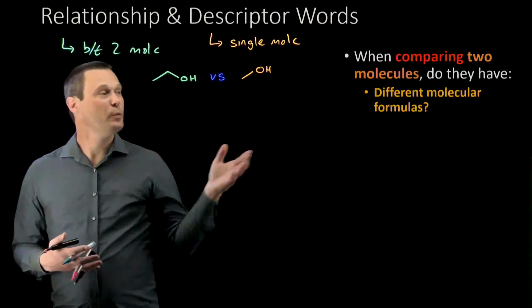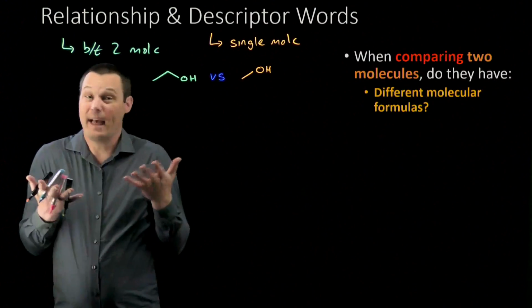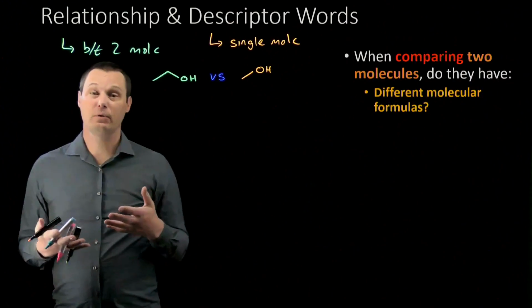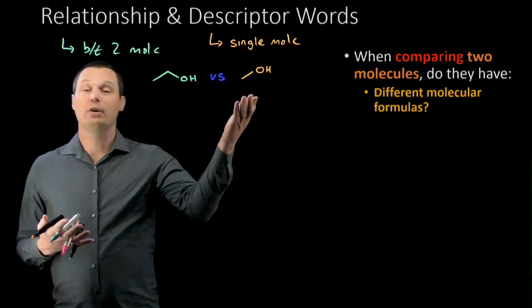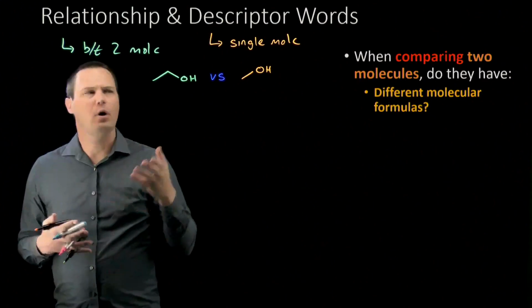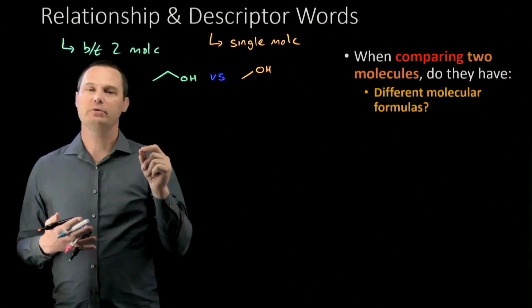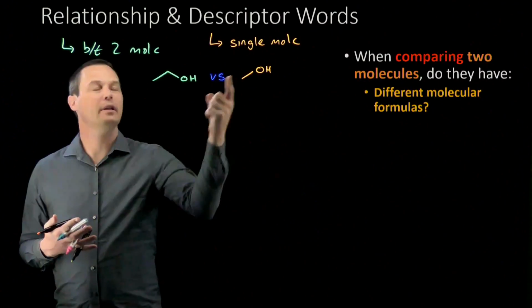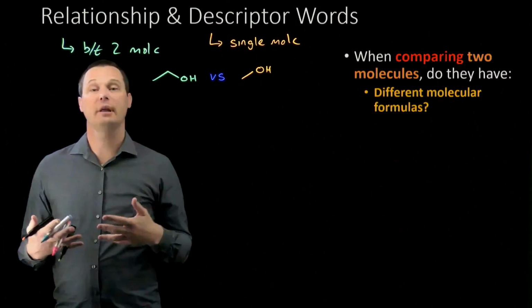The first analysis, when comparing two molecules, do they just have different molecular formulas? A lot of different molecules just have different molecular formulas. Take, for example, ethanol versus methanol. These two look like they should be related, and they are, they're both alcohols, but when you look at the molecules from a chemistry standpoint, they have different molecular formulas. Ethanol has 2 carbons, methanol has 1 carbon. These molecules have different molecular formulas.